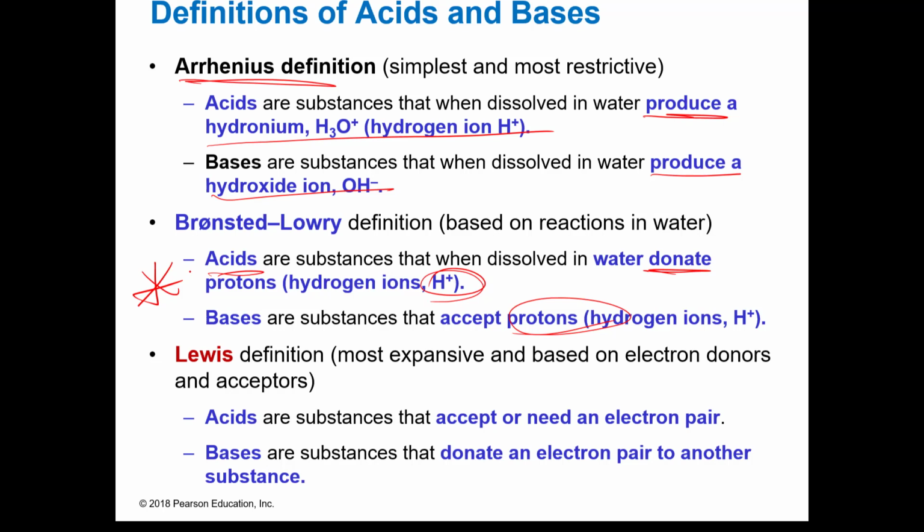The Lewis definition is based on electron donors and acceptors. So instead of looking at it from the proton side, Lewis acids and bases are defined by the electrons. Acids in Lewis are a substance that can accept an electron pair. Bases are, as you might guess, something that donates an electron pair to something else.